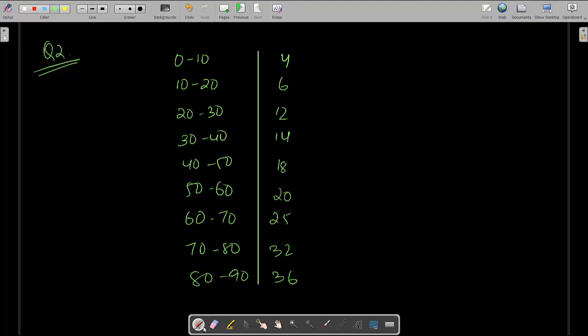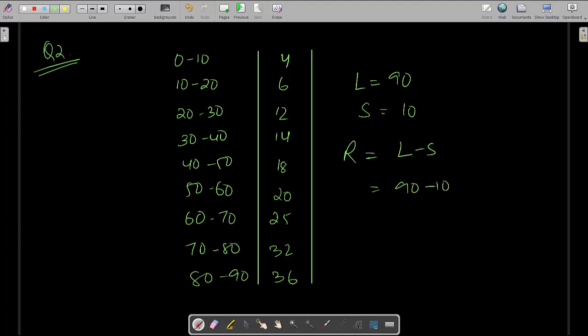Now, for range, you have to look for the highest value from the class intervals. So the highest value here is 90. So we can write here, L is equal to 90 and S is equal to the lowest value here. 0, you cannot count 0 as the lowest value because it is null, right? So here the lowest value is 10. So you take 10 as your lowest value. So range is equal to L minus S. That is 90 minus 10, which is equal to 80. So 80 is your range value.